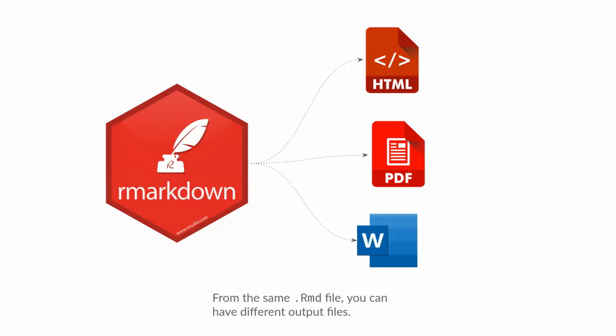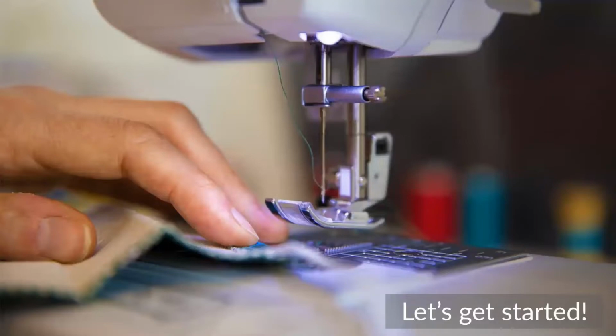So from just one file, from an RMD file, you can have all your text and all your code, and from that same file, you can create different types of outputs from the same source. So that is a really great advantage. Okay, so now that we know what problem it solves, let's get started.